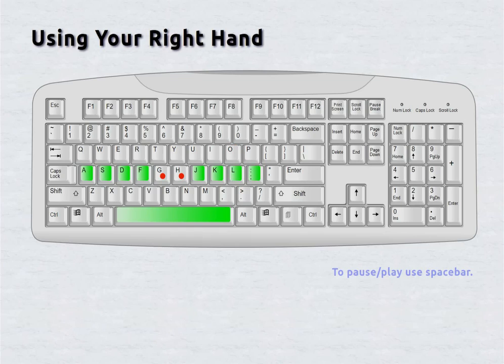Finally, using the pinky or little finger on your right hand, type the keys P and semicolon. Then return to the home position on the semicolon key. Let's try that again. Type the keys P and semicolon and return home.